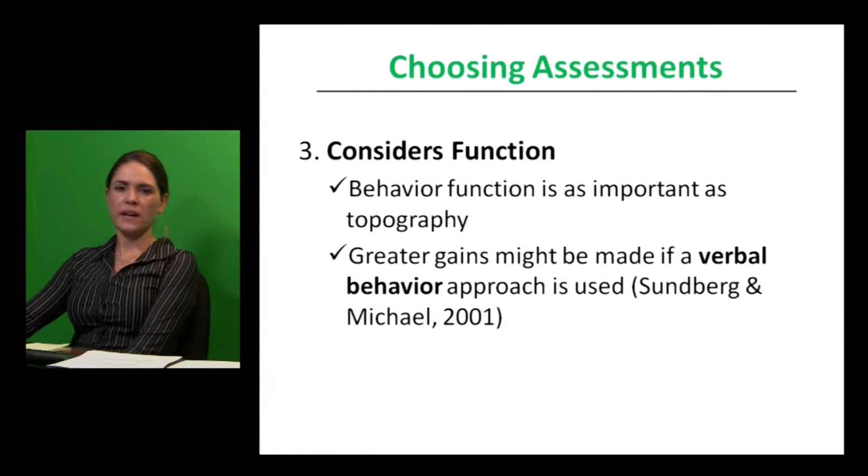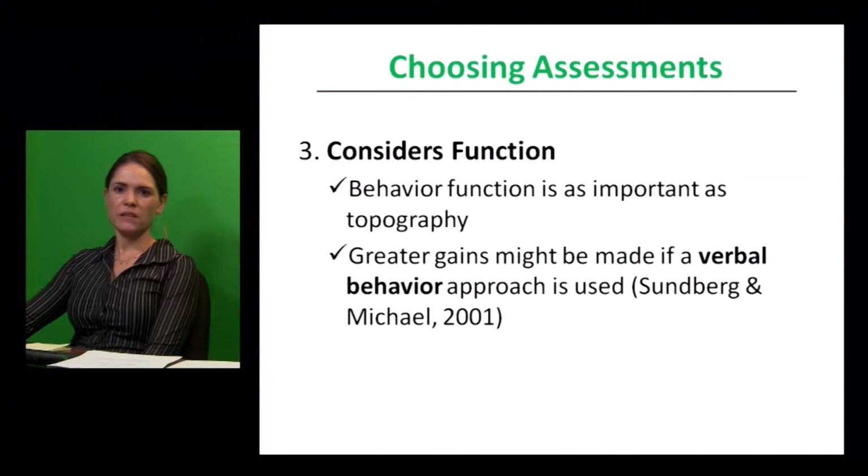This next one is that it would be great if the assessment considered function. And Sundberg and Michael have talked about this. The idea here is that the child might use the same behavior in different ways, and determining the behavior function is pretty much as important as what the behavior looks like. And if we're considering both the function and the topography, we can get something a little bit more individualized.